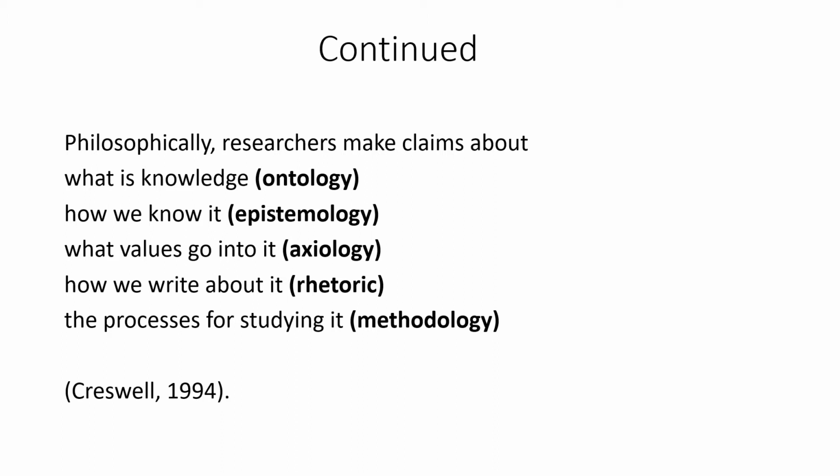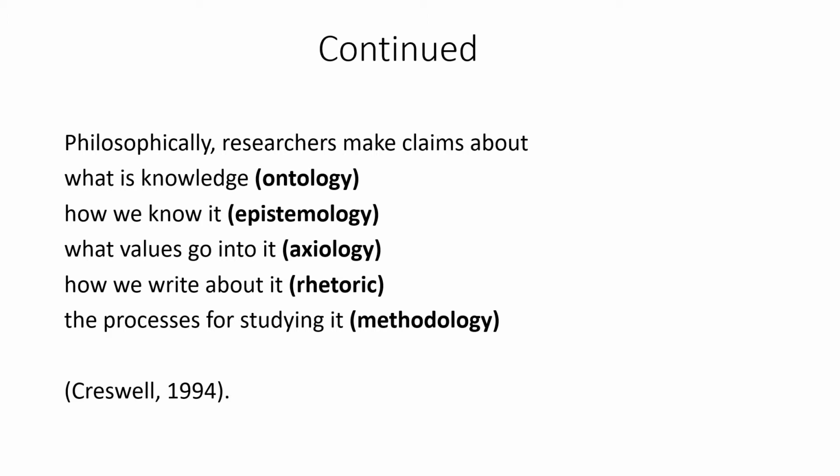If it exists and you know about the ontology of your research, you have knowledge of your topic or title. How do we know it? This phase is called epistemology. What are the sources of knowledge? In what way will we get information and data about our research? It's called epistemology. Or what values go into it? It's called axiology.